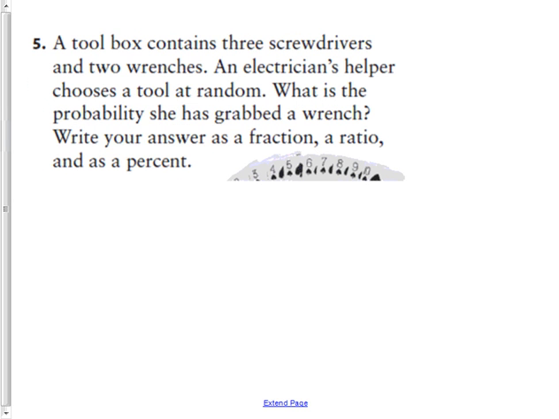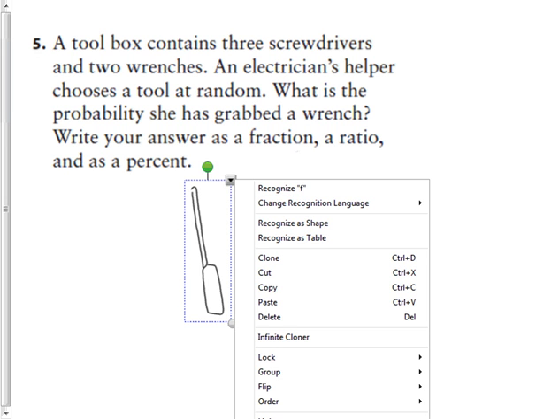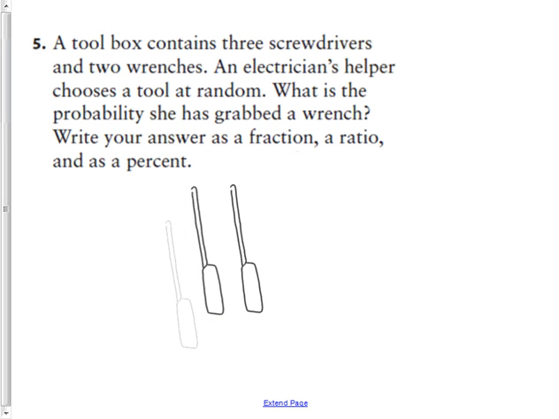Question 5 says a toolbox, which is a different question altogether. A toolbox contains 3 screwdrivers and 2 wrenches. An electrician's helper chooses a tool at random. What is the probability that she grabs a wrench? So if I was to draw this poorly, this is a poorly drawn screwdriver. There are 3 screwdrivers in this particular toolbox, and there are 2 wrenches.